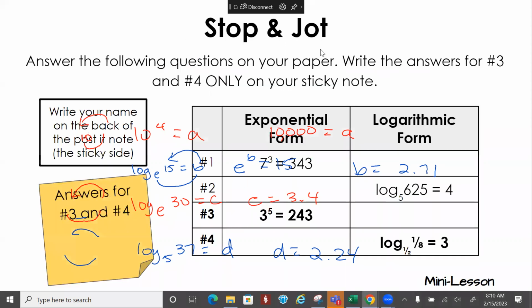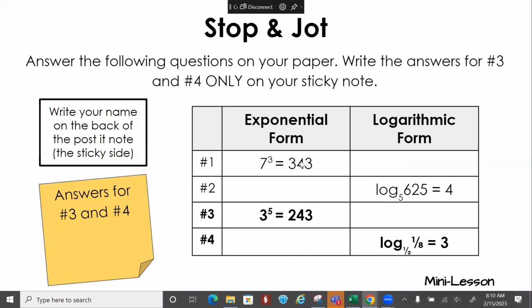So what I mean is, like on this first one, I would write this out in log form. And that would be log of base 7 of 343 equals 3. If I was doing the next one, I would do it in exponential form. So I want you to go ahead and fill in these 3 blanks.